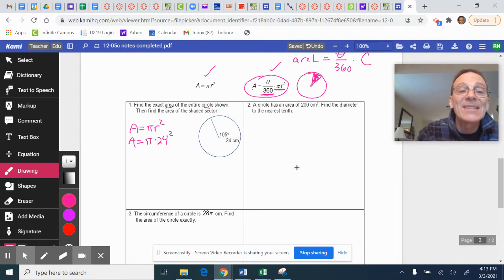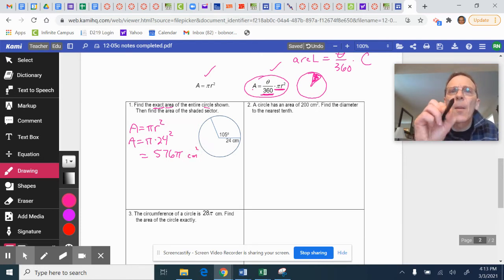I asked for the exact area. So do not punch the pi key on your calculator or put 3.14 into your calculator, but do the 24 squared. That'll get you 576. And so there is the area. The units would be, of course, square centimeters.